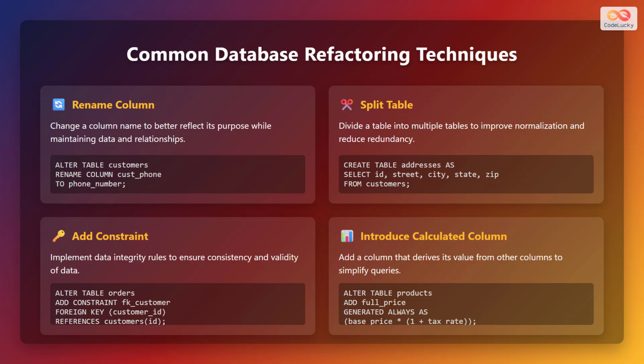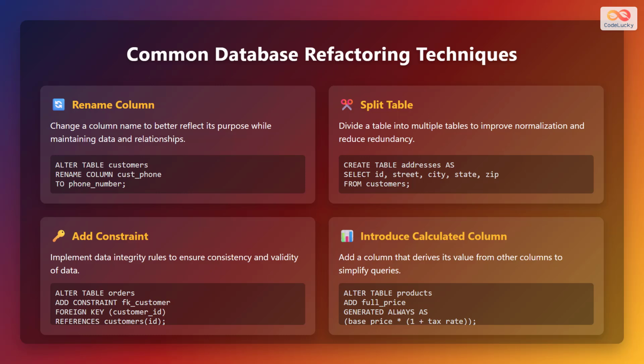Third, add constraint, which is implementing data integrity rules to ensure consistency and validity of data. The SQL command to achieve this is alter table orders add constraint fk_customer foreign key customer_ID references customers ID.